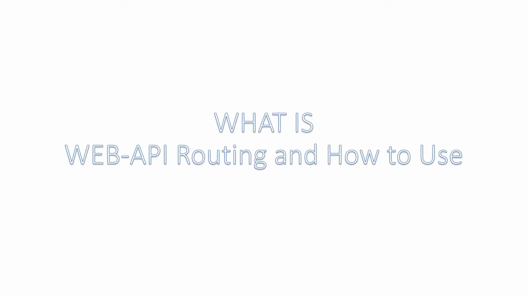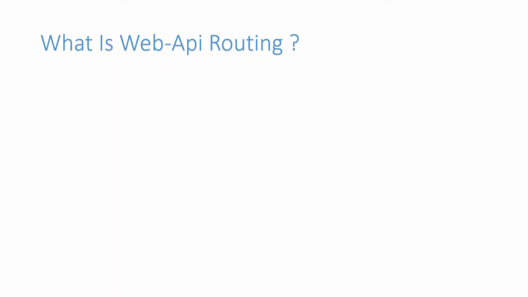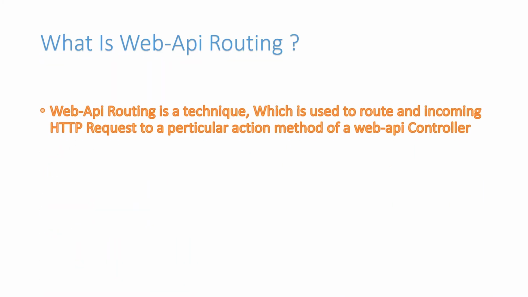Hey there everyone, welcome back to my channel, and today we'll see what is web API routing and how to use it in our web API application. So here we go. What is web API routing? Web API routing is a technique which is used to route an incoming HTTP request to a particular action method of a web API controller.